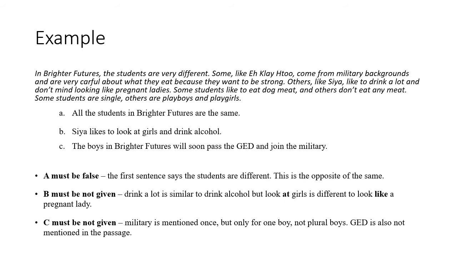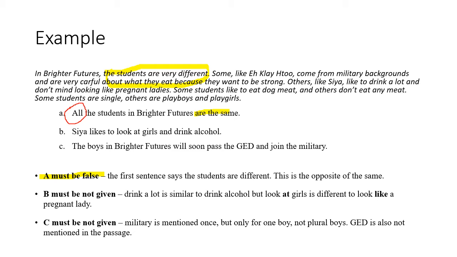Now, whenever you see this word all, be very careful. All is often not supported by the passage. The passage might tell you about 1 or 2 examples, but all says everyone, all. So all is normally beyond the passage. Think about this one. All the students in Brighter Futures are the same, but actually, very easily in this example, the very first sentence said, the students are very different. They are not the same, they are very different. So we know that A must be false.